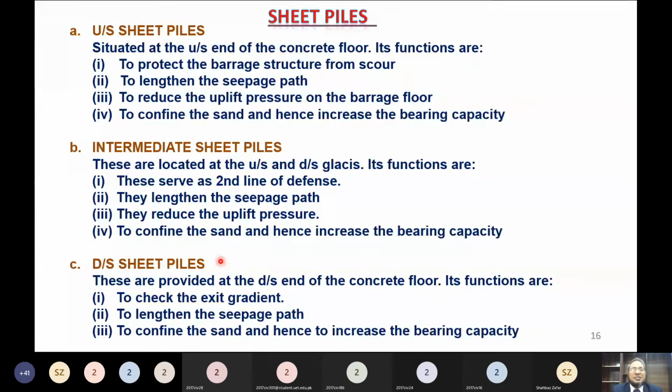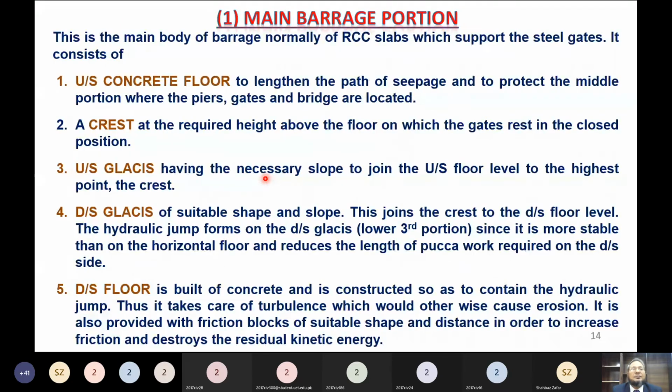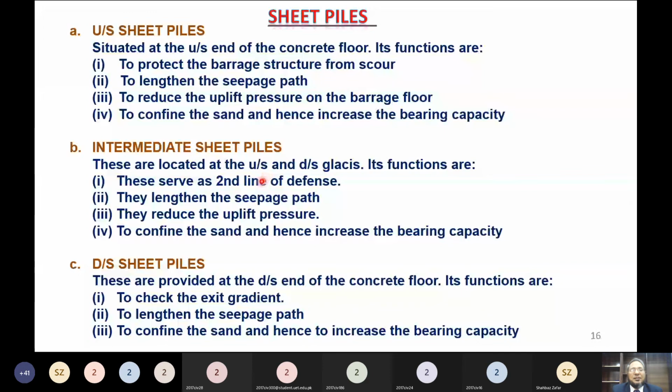Actually, downstream sheet piles are provided on the downstream end of the concrete floor, as you can see here. So this is the sheet pile, all right? And the downstream sheet pile has a very important function. The first very important function of the downstream sheet pile is to check the exit gradient.